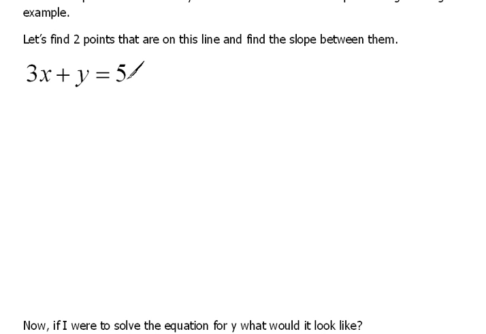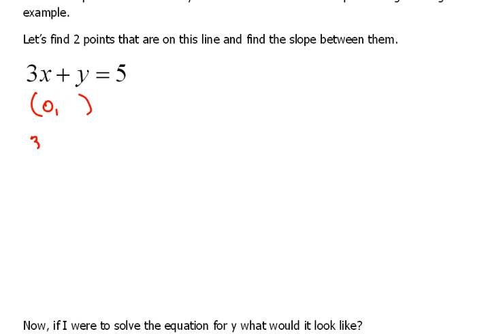Here I have an equation. This is an equation of a line. It's a linear equation. Let's find 2 points on this line and find the slope between them. Okay, so for this one, let's try and see what happens when x is 0. We're looking for a y-intercept. Remember, for all y-intercepts, the x value is 0.